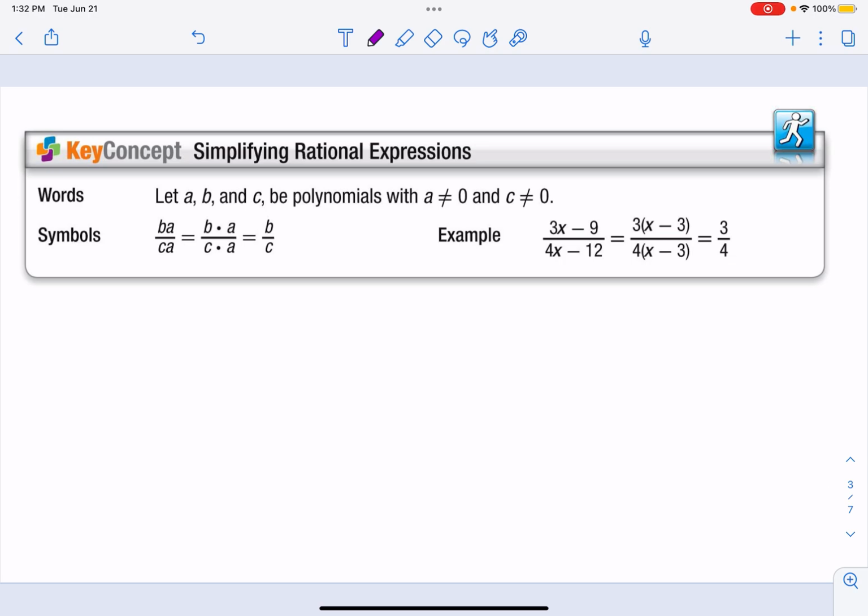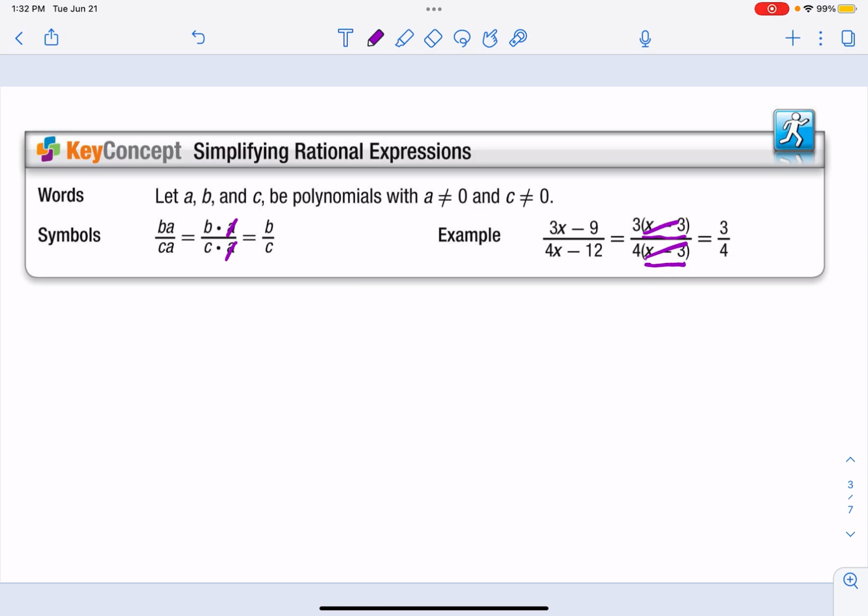Okay, simplifying rational expressions. Let a and b be polynomials. So what we do is we factor, and once you have a common factor on the top and bottom, we can cancel. So for this first example here, what we do with this top is we factor out the 3, which gets us x minus 3. With the bottom, again, we factor out the 4, which gets us x minus 3. Those cancel, and that simplifies to 3/4.